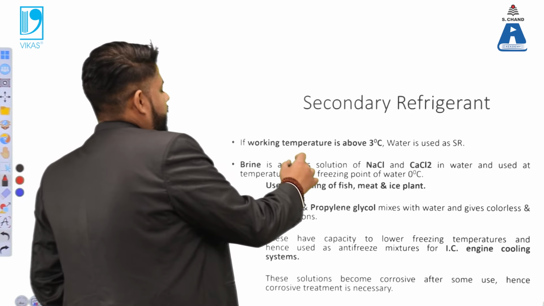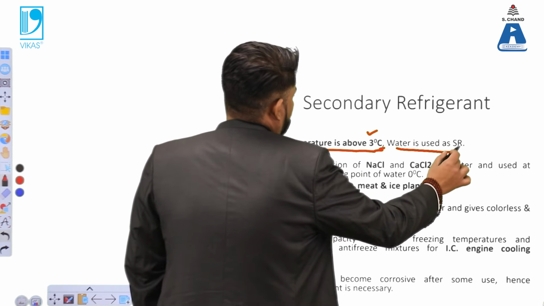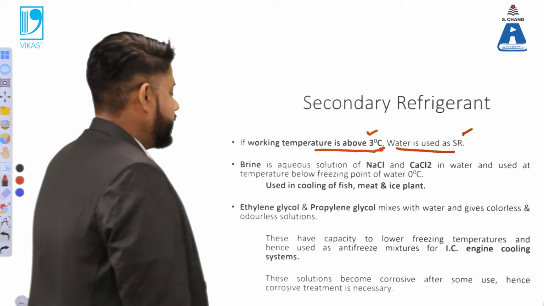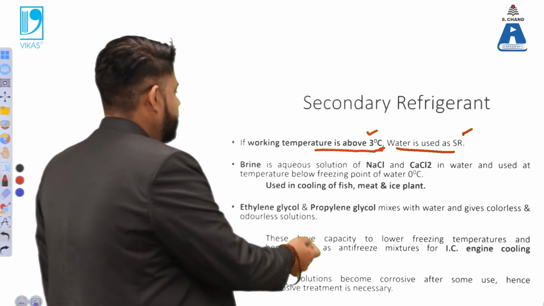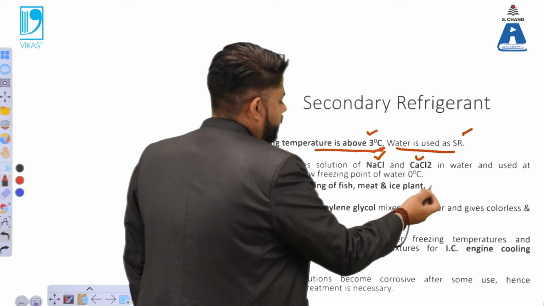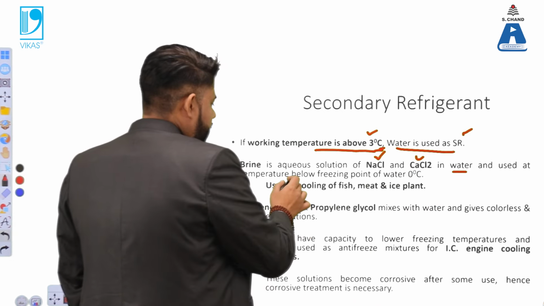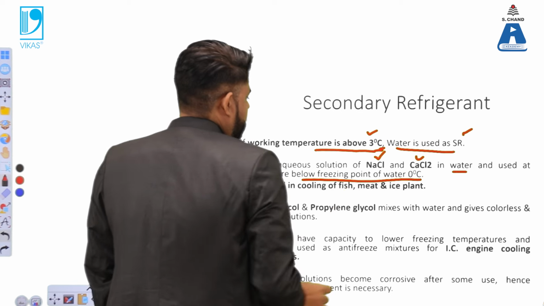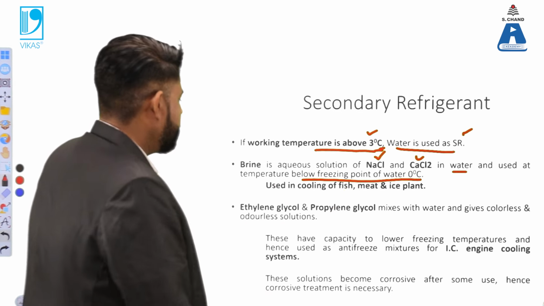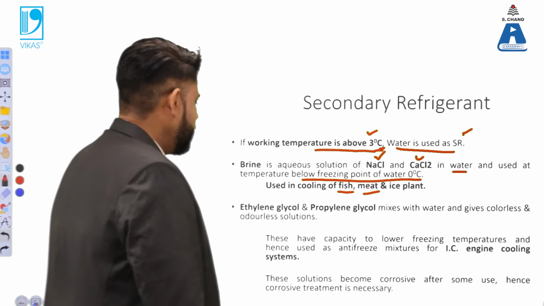So a secondary refrigerant can be used if the working temperature is above 3 degrees Celsius. Water can also be used as a secondary refrigerant, and brine is basically an aqueous solution of sodium chloride, or calcium chloride in water, and that is used at temperatures below the freezing point of water, which is 0 degrees Celsius.